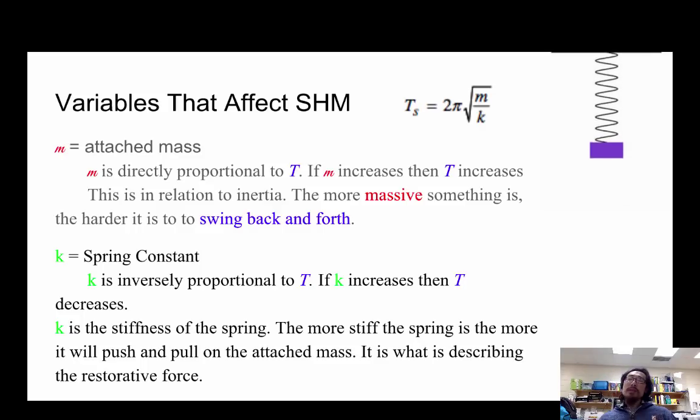So if we have a super stiff spring versus a spring that is not very stiff, kind of like a slinky, we can see how it would affect it. If the spring constant decreases, that means the amount of time it takes for the pendulum to go back and forth would increase, because the spring isn't pulling back on the mass as hard or pushing on the mass as hard.